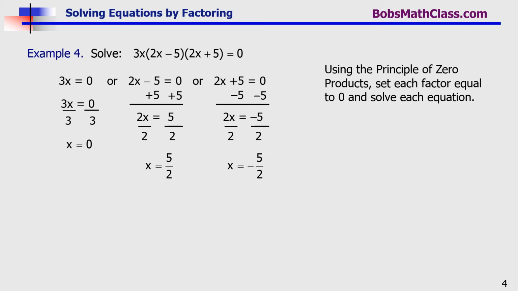Now write your answer in braces. Make sure to put it from smallest to largest. So negative 5/2, 0, and then positive 5/2.